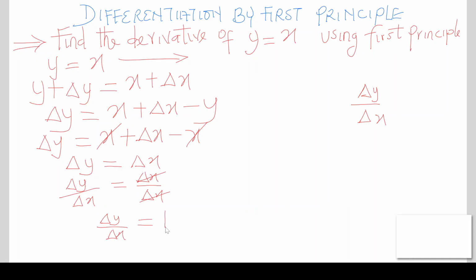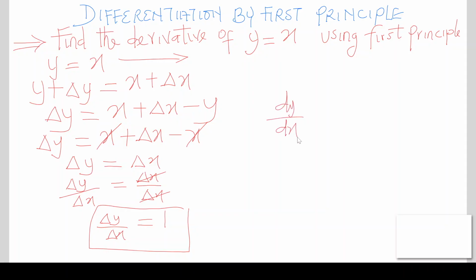But this is not our final answer. Then we need to get limits. So if you have arrived at this, that's not the final destination. After you have gotten delta y over delta x to be a particular parameter on the right hand side, you must limit your delta x to become 0. And when delta x becomes 0, it becomes dy dx.